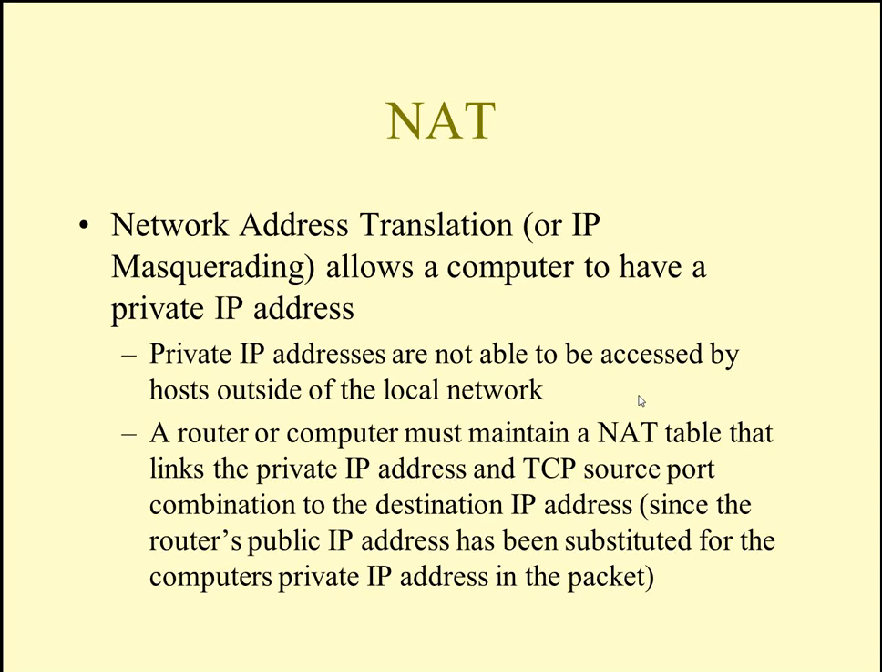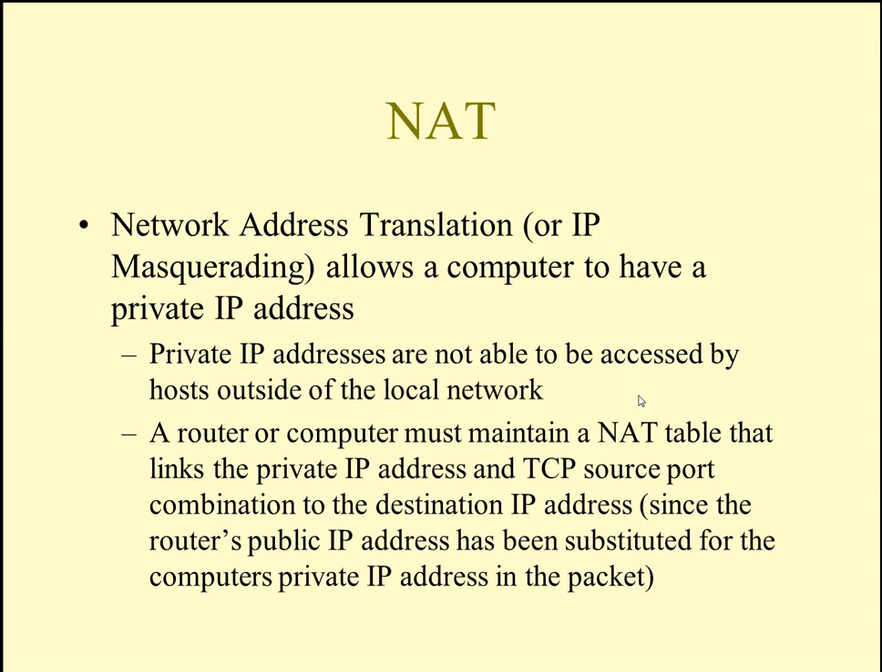Private IP addresses are only able to be accessed by hosts inside of the local network. They are not able to be accessed by hosts that are outside of the local network. If a host outside of the local network wants to be able to access a computer that's inside of the network, they have to specify the public IP address of the router. The router then will allow or disallow that traffic from coming into the network.